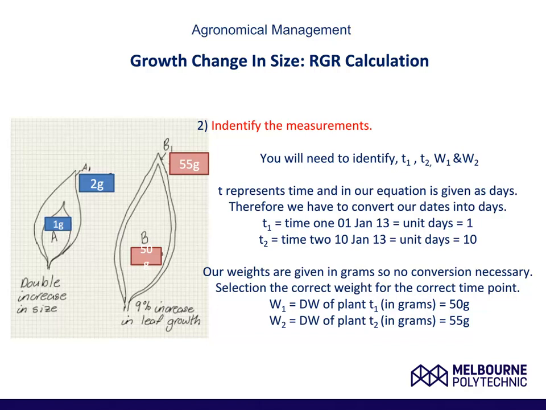So therefore, T1 equals the time 1, say on the 1st of January 2013, whereas T2 was the time on the 10th of January 2013. Our weights are given in grams, so there is no conversion necessary, but you need to keep an eye out for conversions. Weight 1 is dry weight of the plant in grams, 50 grams, and weight 2 is the dry weight in grams at the end of the experiment.